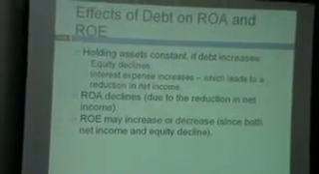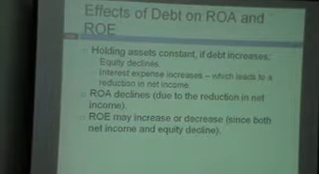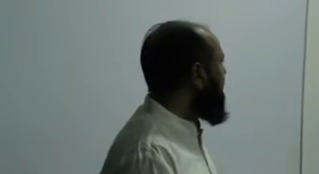Okay, so now what is the effect of debt on return on asset and return on equity? Holding assets constant, if debt increases, if we say that our assets are constant but we are increasing our debt, what will happen? Our equity will decline obviously, and interest expense will increase, which leads to a reduction in net income. So one effect of debt, holding our total assets constant, is that our interest expense will increase and it will lead to reduction in net income.